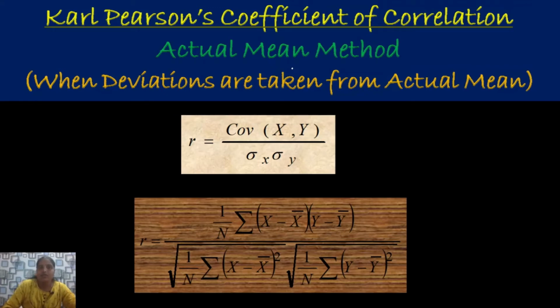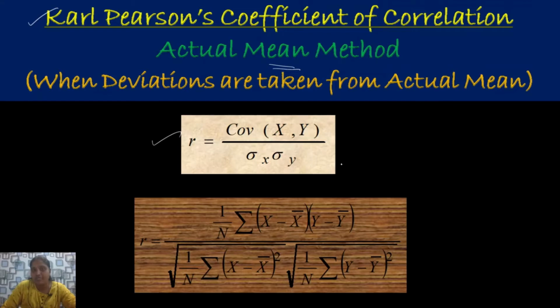In this video, I am going to explain how to calculate Karl Pearson's coefficient of correlation using the actual mean method. You know already it is one of the most widely used measures to calculate the coefficient of correlation. It is defined as r is equal to the covariance between x and y over the product of the standard deviations of x and y.